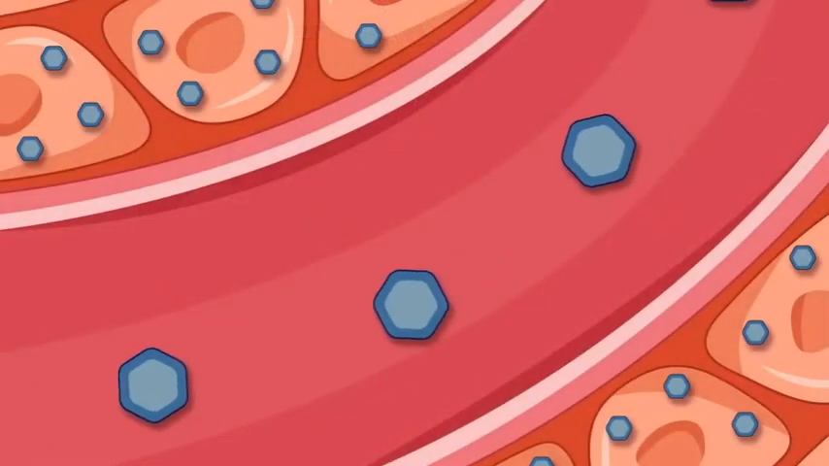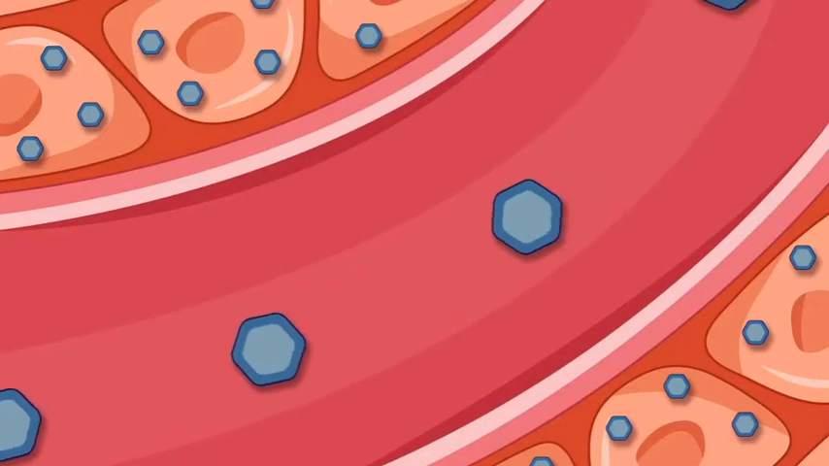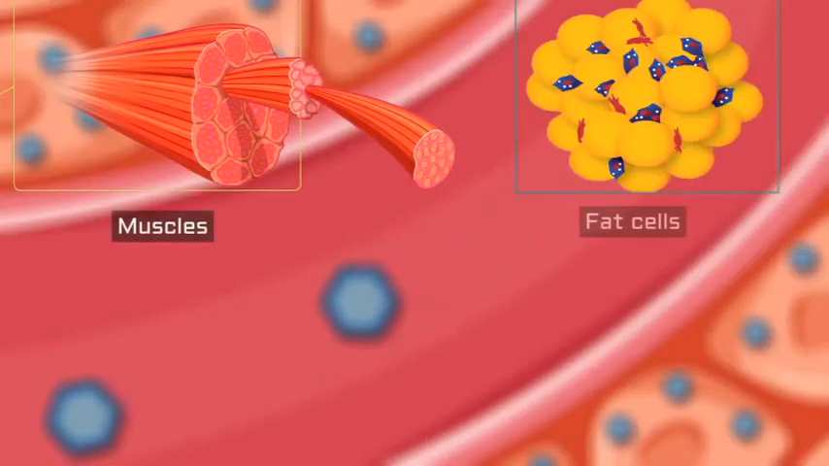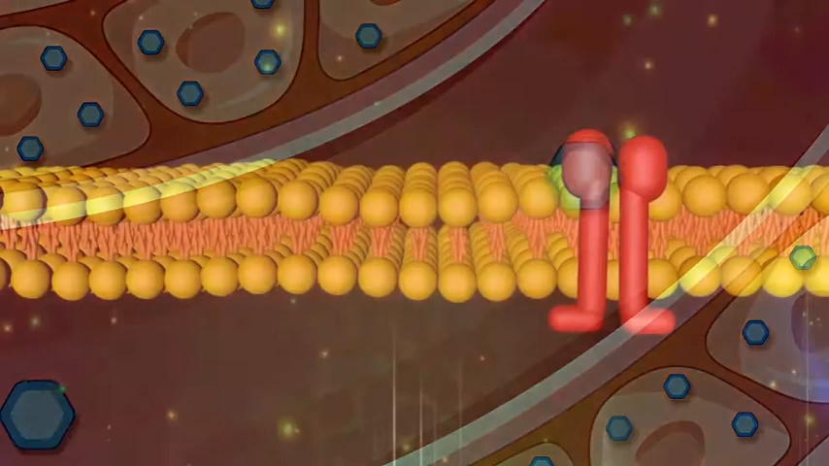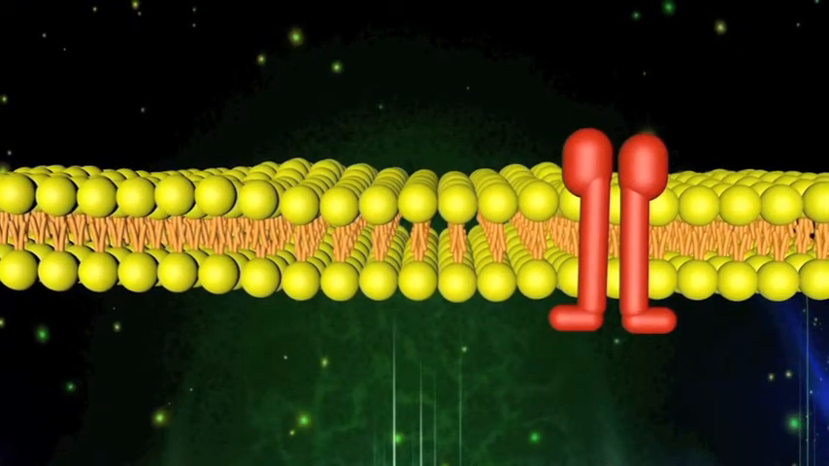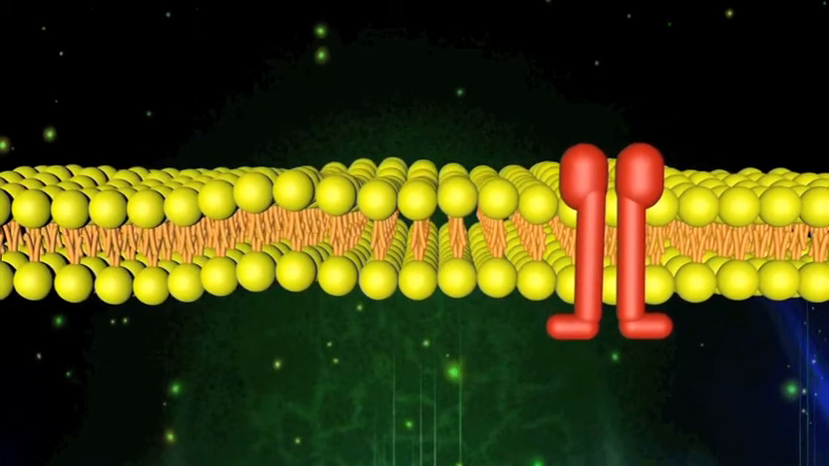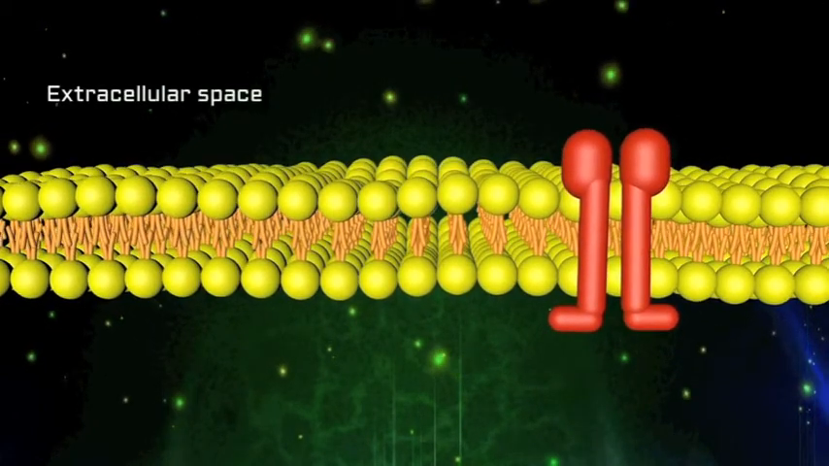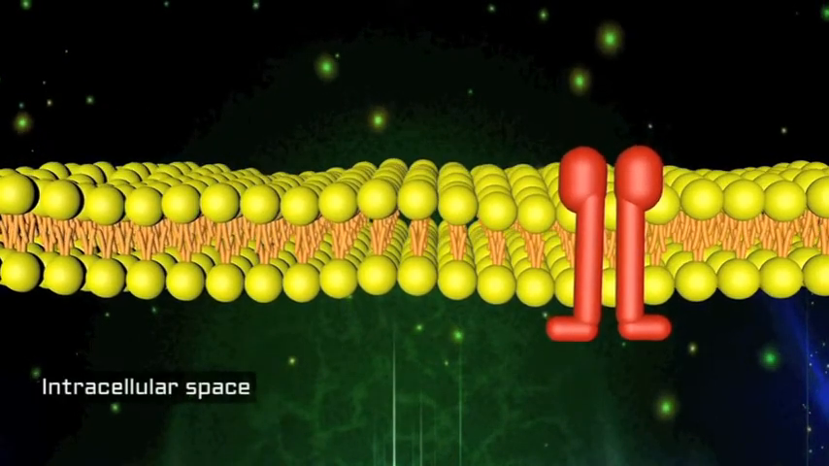These glucose molecules circulate through the bloodstream and enter into different cell types, such as muscle cells, fat cells, and liver cells. In fat cells, glucose is used for triglyceride production. It acts as an important energy reserve molecule. Now, we will focus on the insulin signaling transduction pathway. Here is a fat cell. This is the extracellular space. This is the intracellular space.